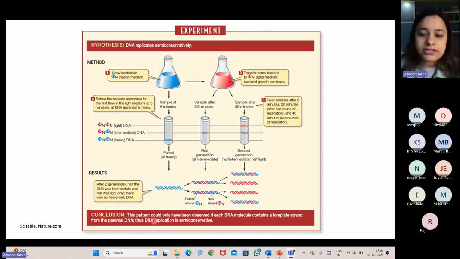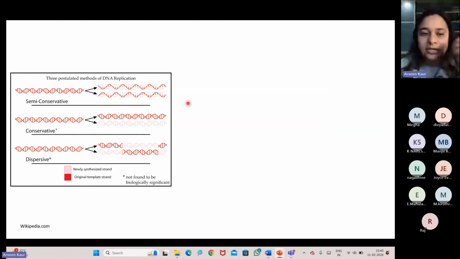What was the conclusion of this experiment? That this pattern could only have been observed if each DNA molecule contains a template strand from the parental DNA. Thus, DNA replication is semi-conservative, right? Now, this was their hypothesis to begin with, that DNA replicates semi-conservatively. But at that time, there were other hypotheses of DNA replication that existed. Now, what were the three major ones?